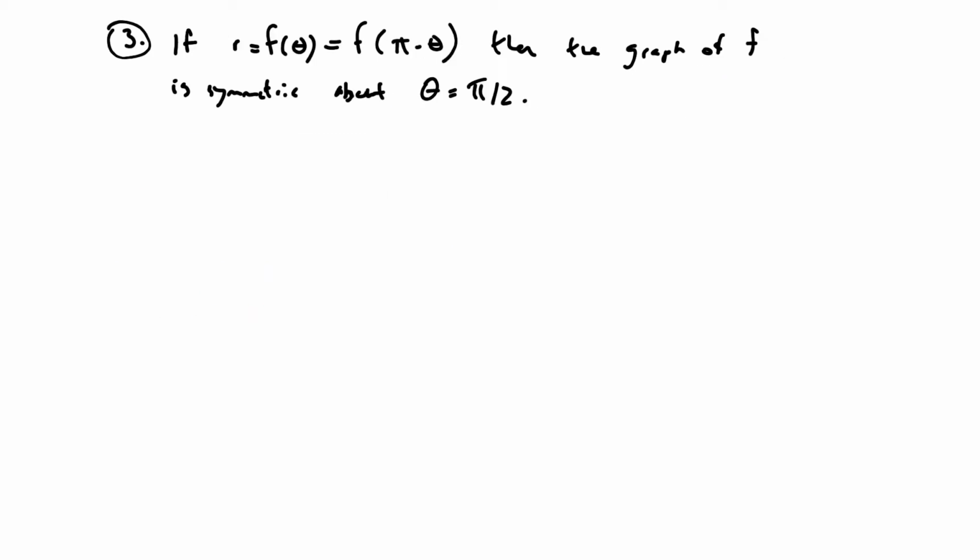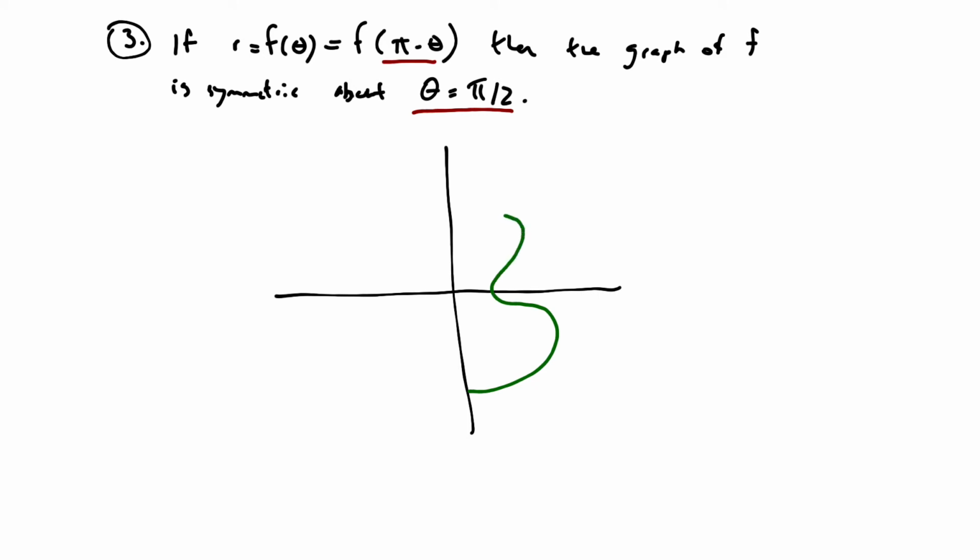Now, jumping to our last fact about symmetry, if we have a polar function f of theta and we replace theta with pi minus theta, then our graph is going to be symmetric about the line theta is equal to pi divided by 2. And what this means is that if we know what our graph looks like between the angles of pi divided by 2 and negative pi divided by 2, maybe it looks like this, then we can reflect this across the line theta is equal to pi divided by 2.